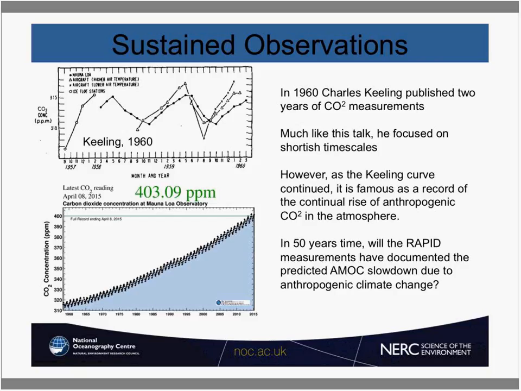So I'll finish up with a bit of a chat about sustained observations. Sustained observations is something that I'm very, very passionate about, and I like to motivate it in this way. The figure on the top left is a figure from Charles Keeling in 1960. He had just made two years of measurements of CO2 at the top of Mauna Loa in Hawaii. He wrote a paper describing things much like we've been describing here in this talk, about seasonal cycles and short timescale variability.